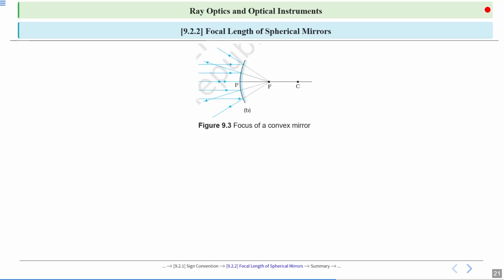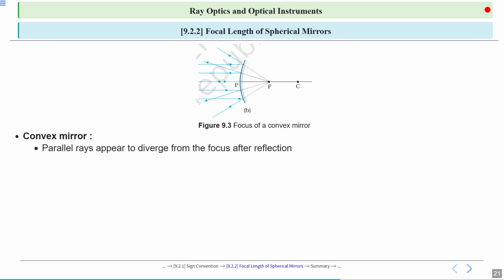Now, for the focus of a convex mirror, parallel rays appear to diverge from the focus after reflection. These parallel rays are coming and striking the mirror, so they appear to diverge from one point called the focus after reflection. They appear to, but not actually. That's why the focus is virtual and located behind the mirror.